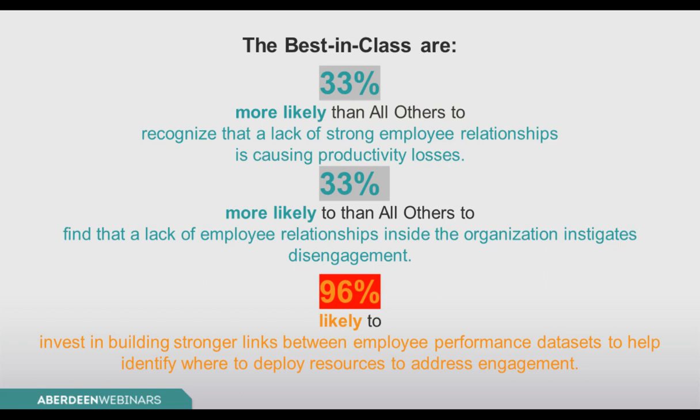Today, 96% of the best-in-class are investing in building stronger links between employee performance data sets to identify where to deploy what resources to address and mitigate employee engagement risks right from the point of new hire transition, and to address both good and contentious employee relationships inside the organization that can lead to isolation, performance drops, or stress.